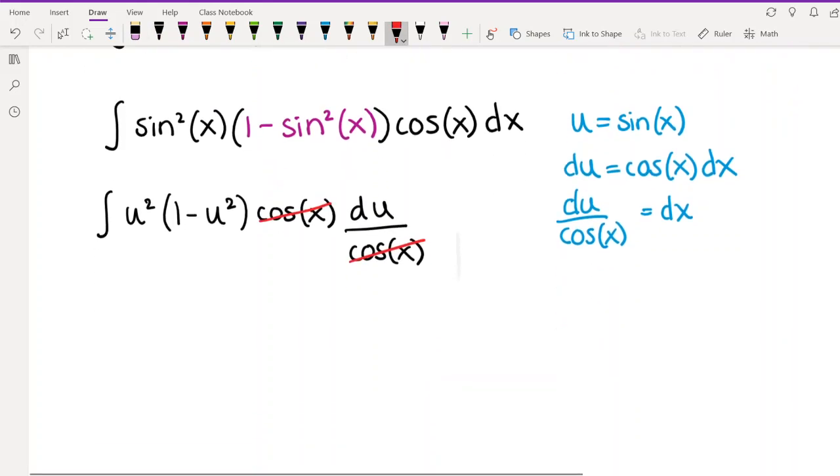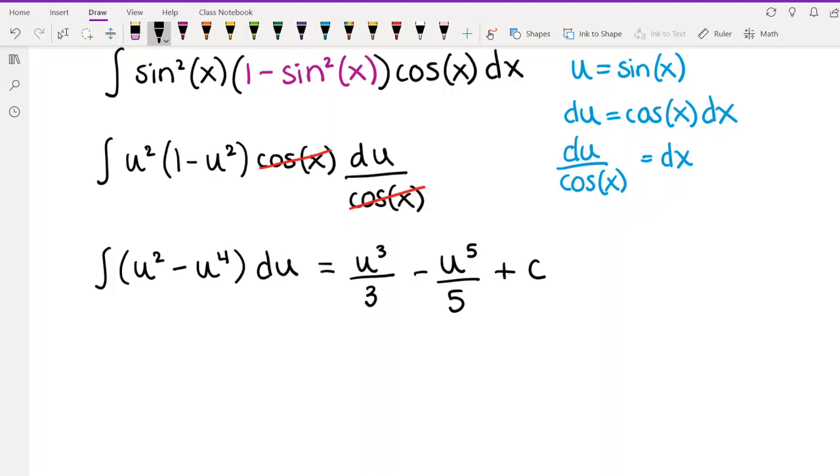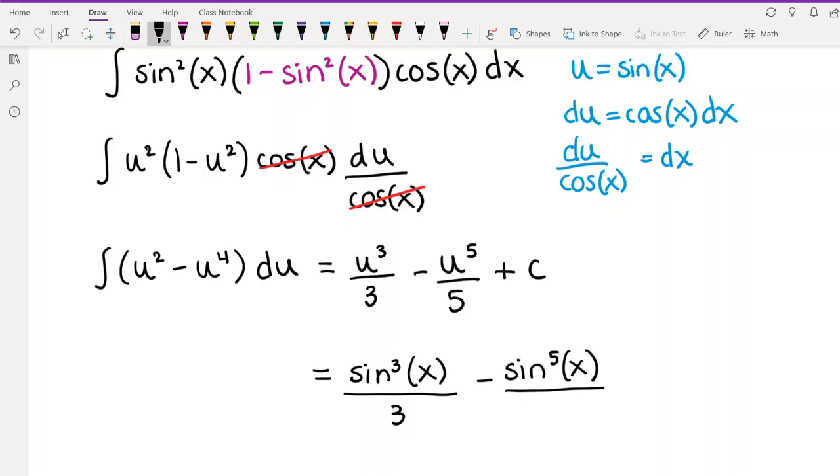And so we're left with now something that we know how to integrate, right? We have the integral of, so we can distribute here, and this will be u squared minus u to the fourth du. And so this is going to give us, if we take the antiderivative of each piece, u cubed over 3 minus u to the 5th over 5 plus c. And then we just have to put back in our original u, so that is going to be sine cubed of x over 3 minus sine to the 5th of x over 5 plus c. And that would be our final answer.